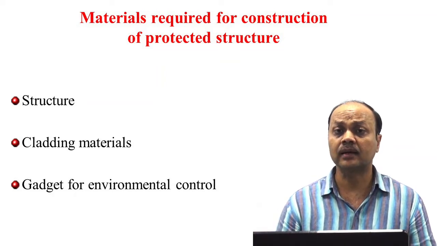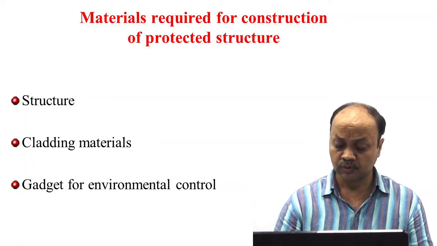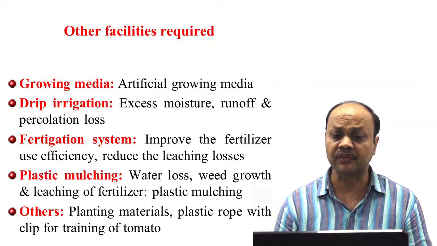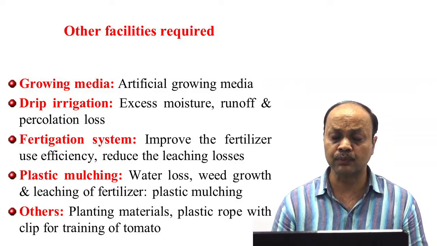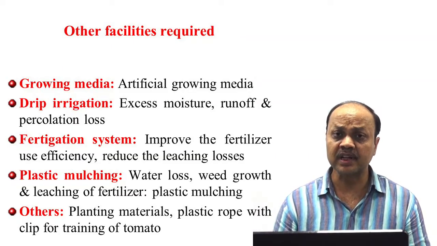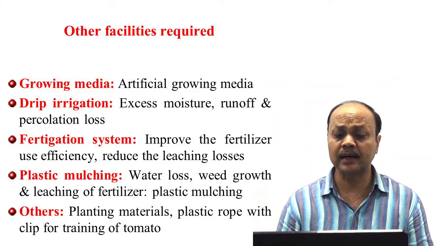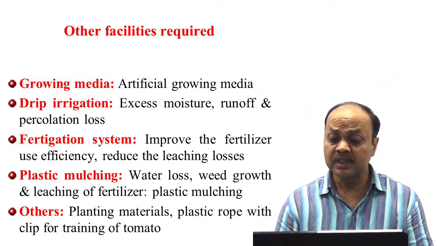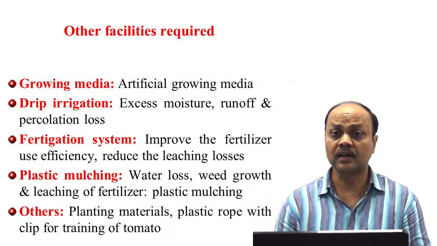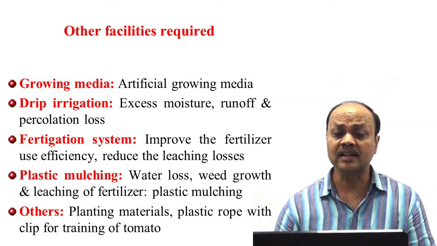So we can use different gadgets in the greenhouse structure to make the environment inside suitable for cultivation of the selected crop. Apart from that, different facilities are required in the greenhouse. Growing media: normally you grow in soil, but artificial media, organic and inorganic, is also growing media. Drip irrigation with fertigation facility is there. Plastic mulching is also normally used in greenhouse. Then there is planting material, and the plastic rope with clip for tending tomato. So in the first part, I said that 3 things are required: structure, cladding material and gadgets to control the environment, and second, the materials required to grow the crop.